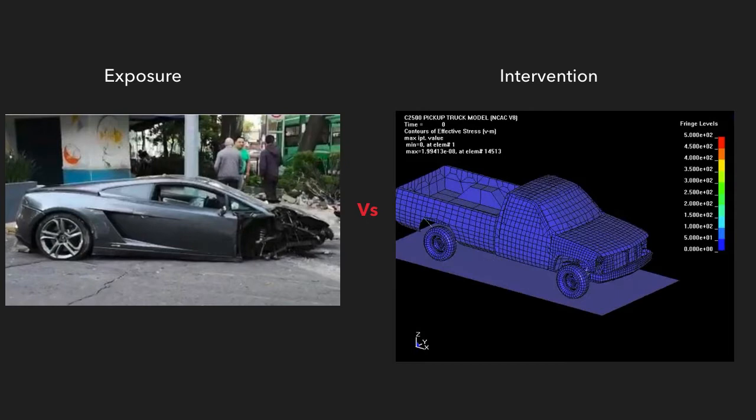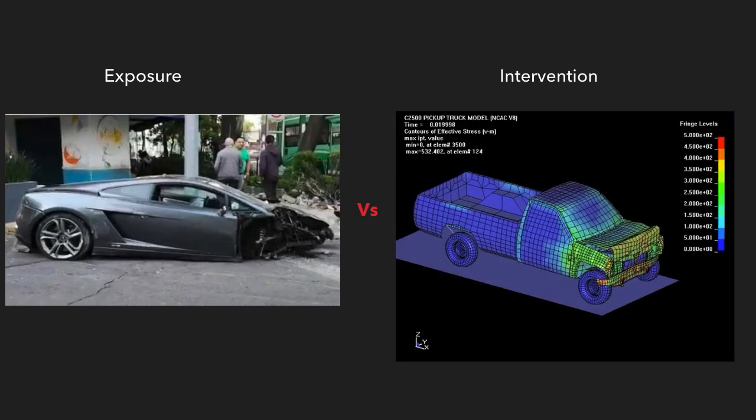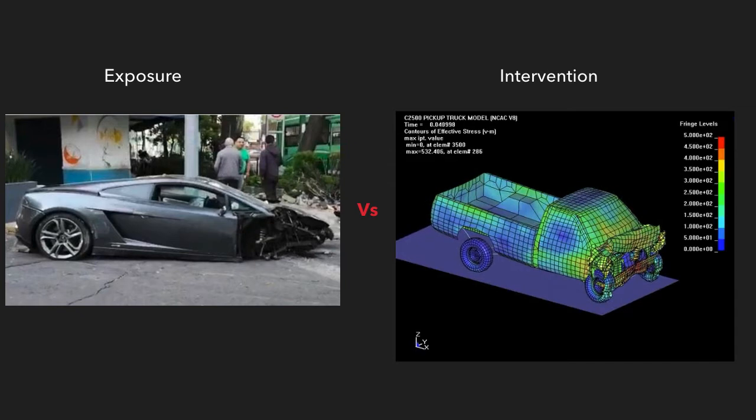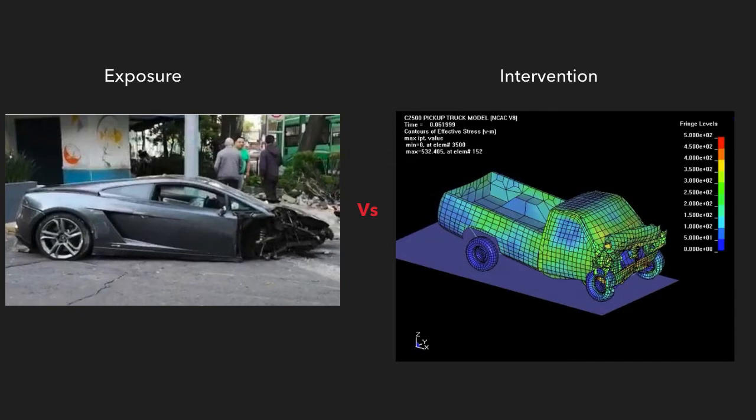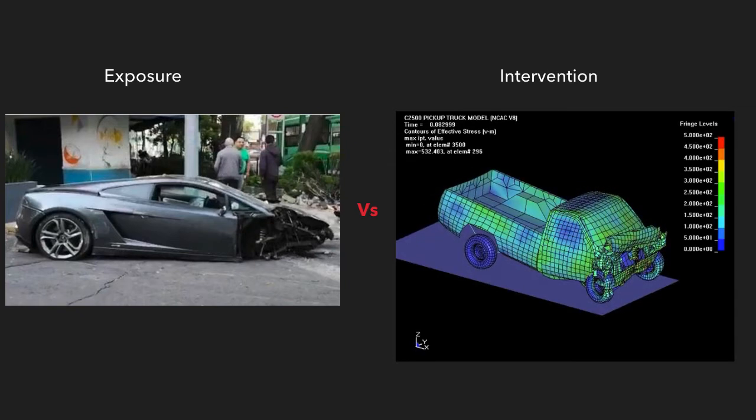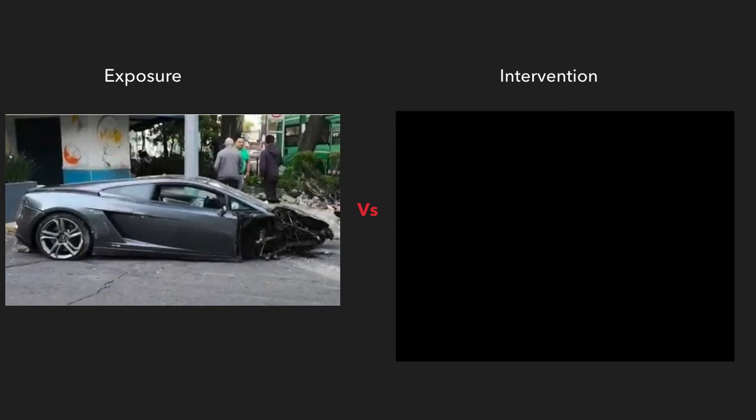But the intervention is something we can allocate, like when we do finite element analysis on cars. This is intervention. When we divide our patients in the clinic into two groups or three groups and give every group a different medication, this is called intervention.